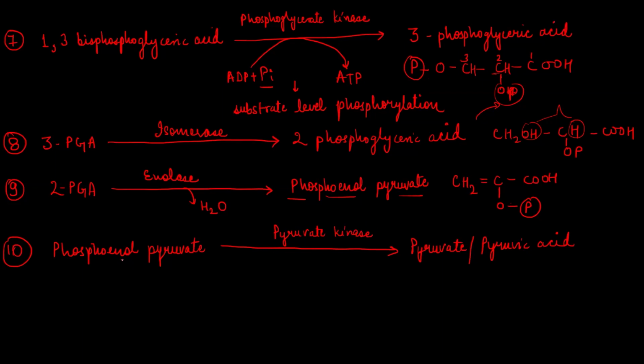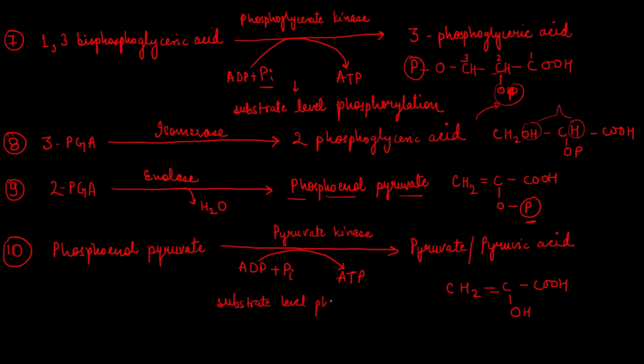So what we are seeing is that phosphoenol pyruvate has one phosphate group, right? But if you see the structure of pyruvate or pyruvic acid, it will look like CH3COCOOH. Okay, so it will look like this. So if your pyruvic acid looks like this, it means that the phosphate group is removed now. And this phosphate group will be utilized by the ADP to form ATP. And again, this is what?